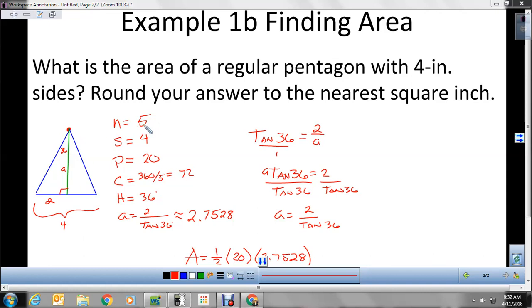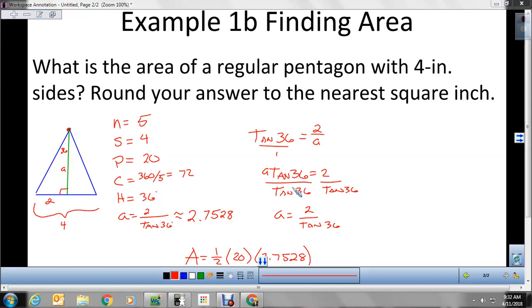We've got the number of sides is 5, side length is 4, gives us a perimeter of 20. Central angle, because we don't have our apothem, we use our central angle to get a central angle of 72. Take half of it, which is 36. So 36 becomes our reference angle. In order to find our apothem, once again, we're going to use tangent because we have the opposite and adjacent legs of the right triangle.